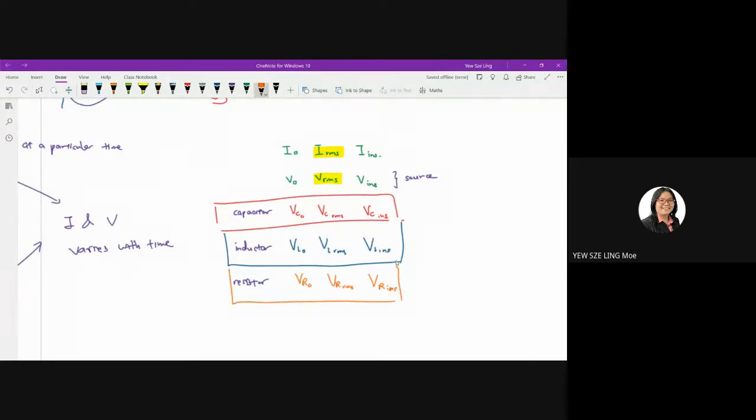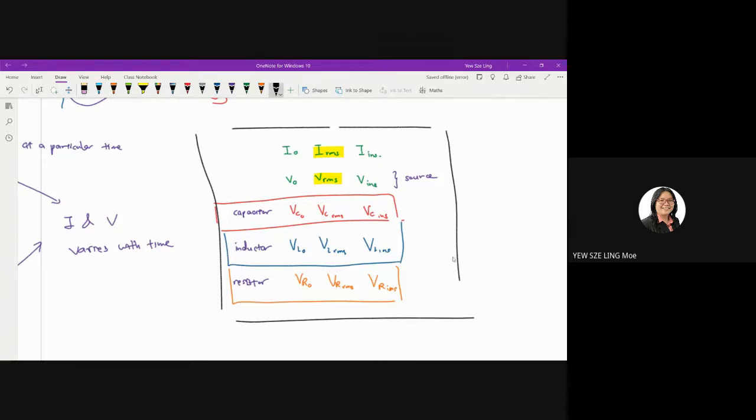Once you're able to distinguish which one belongs to capacitor, inductor, and resistor, and whether it's the V peak, V RMS, or V instantaneous, this chapter actually is very simple. The most important thing is to know how many types of V you have in this chapter, and also record the value together with a subscript. Without a subscript, you yourself are going to get lost in your calculations. All right.